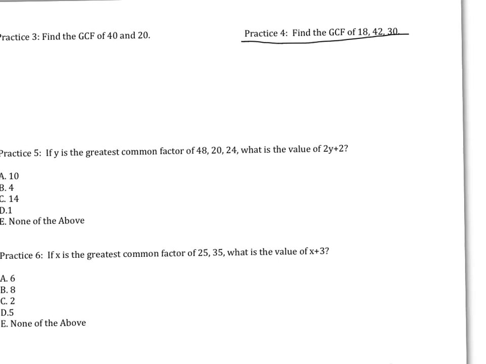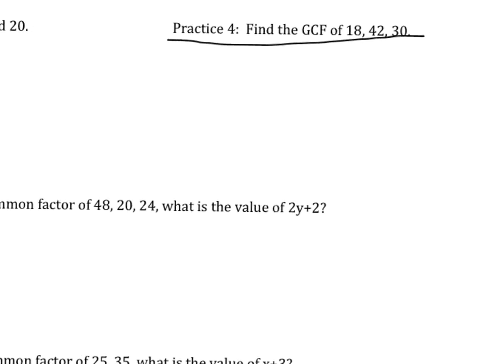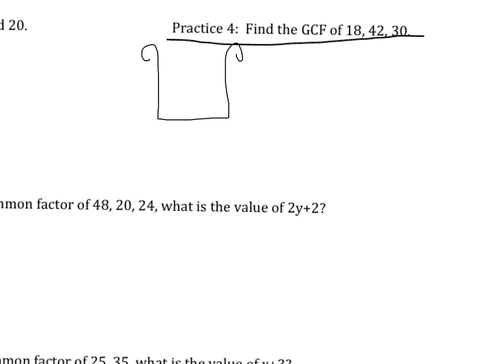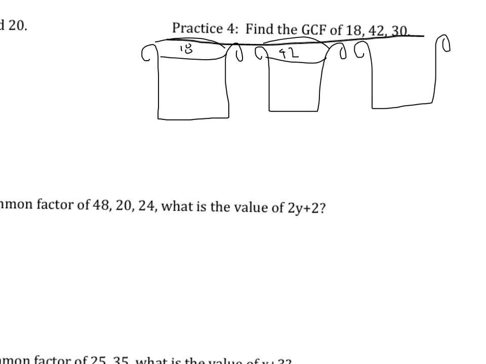Now, that looks a little scary because we have 3 numbers, but I want you to try this, and what you're going to have to do is make 3 factor cows. Make a factor cow for 18, make a factor cow for 42, and make a factor cow for 30. Then list out the factors. Once you've done that, press play, and we'll go over what the answer will look like and how we decipher the answer when you're given 3 numbers like that. Go ahead and pause the video and press play when you're ready.